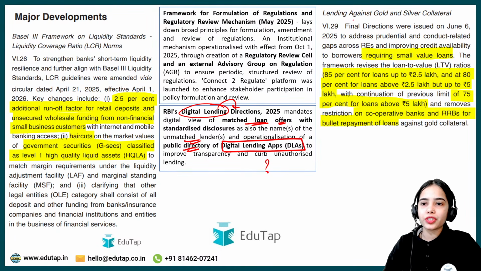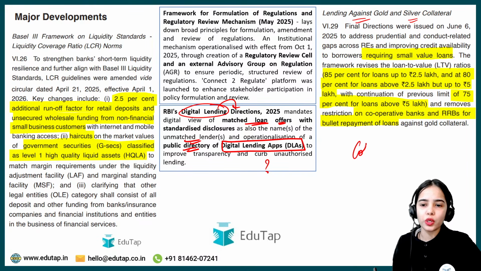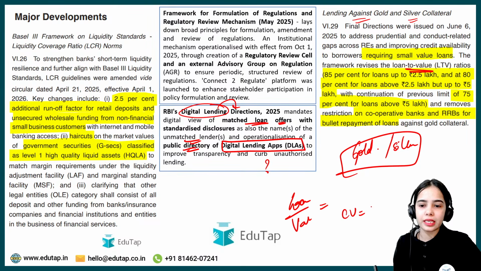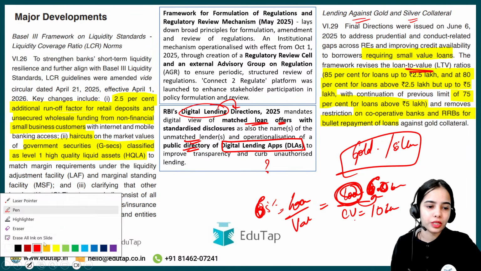Okay, next is digital lending against gold and silver collateral. These directions were also released last year, and basically it was said that you can take the loan against gold or silver collateral, and there will be the loan to value ratio. Loan to value ratio means, let's say collateral value is 10 lakh, so you will get the loan up to 8.5 lakh. That is, loan to value ratio is 85%. Or let's say you will get a loan of only 6 lakh. So the loan to value ratio is 60%. You will get the loan that is 60% of the collateral value. This is the basic idea.